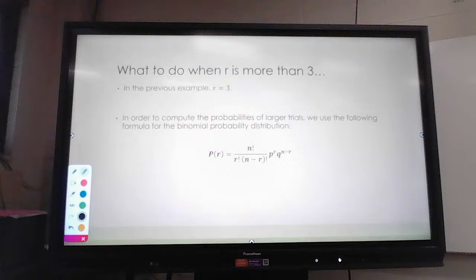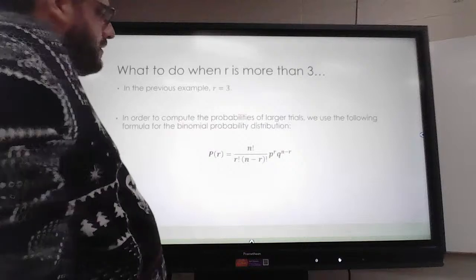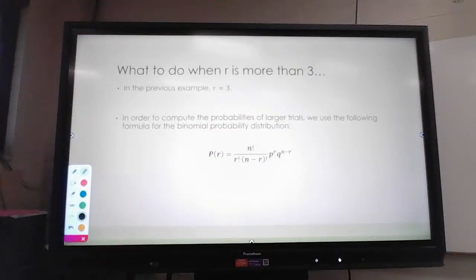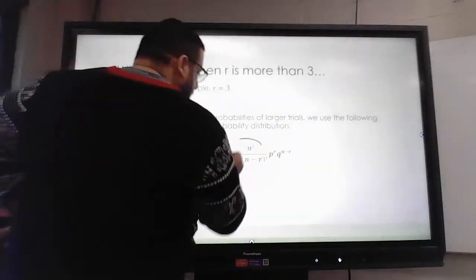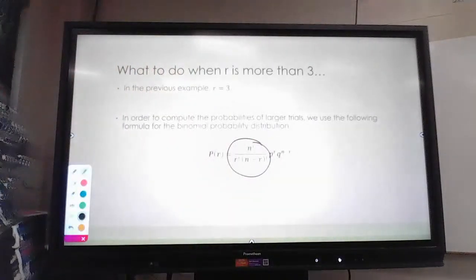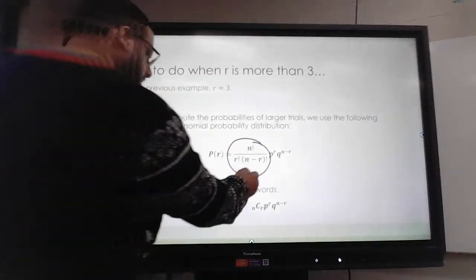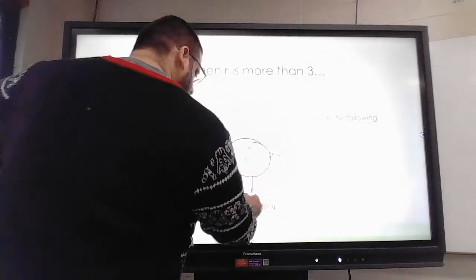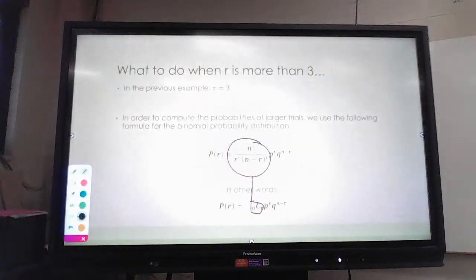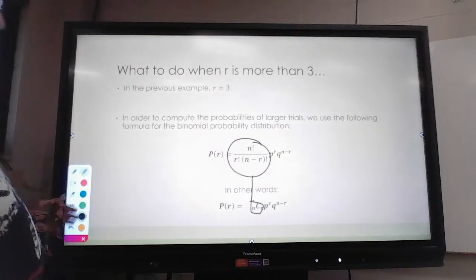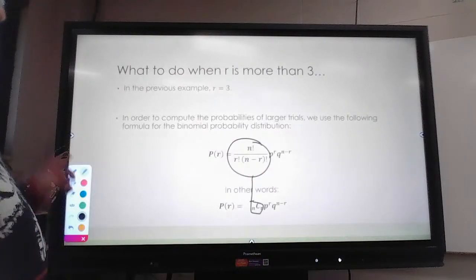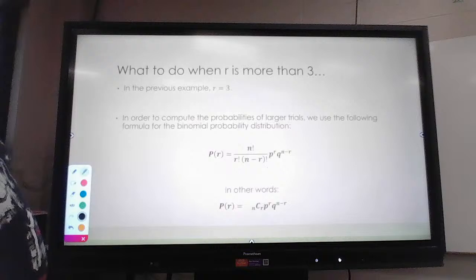So here's how it's given to us. It's given in two different forms, and I'll show you why. P of r equals n factorial over r factorial times n minus r factorial, times p to the r times q to the n minus r. Now, if this looks familiar to you, it should, because this is actually the combination formula. nCr times p to the r times q to the n minus r.